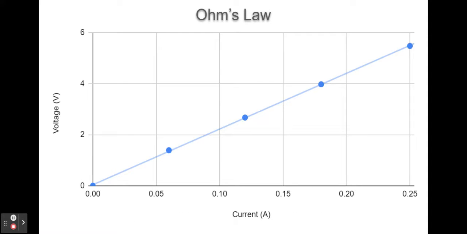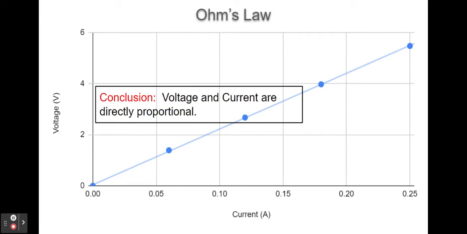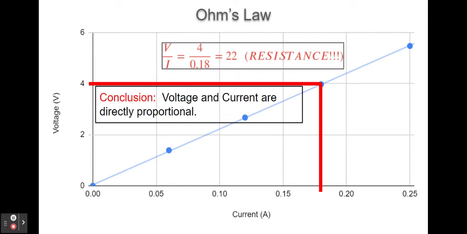Now, this is the graph that we drew, and the conclusion that we can draw from that is that voltage and current for this resistor are directly proportional. We can see that because it is a straight line passing through the origin. Now, I can also figure out the ratio of the voltage to the current, or indeed the gradient of this line. So, by dividing the voltage by the current value at any point, in this case I've divided 4 volts by 0.18 amps, I get a number of 22. And that happens to be the resistance of the resistor that was in the circuit. So that tells me that for a fixed value of resistor, the voltage and current are directly proportional, and the ratio of voltage to current is equal to the resistance.